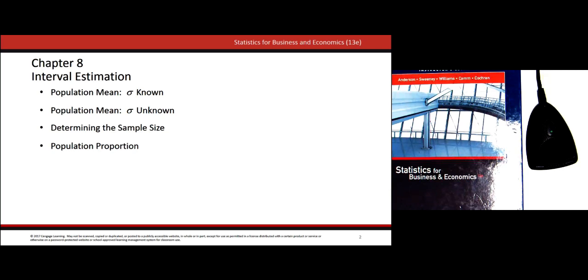So we will discuss the interval estimation about the population mean, when sigma is known and when sigma is unknown. What is sigma? Sigma is the population standard deviation. And determining the sample size for a desired margin of error and confidence level, what is the required sample size. And we will also discuss the interval estimation about the population proportion.